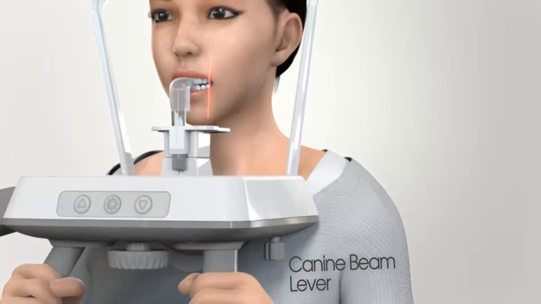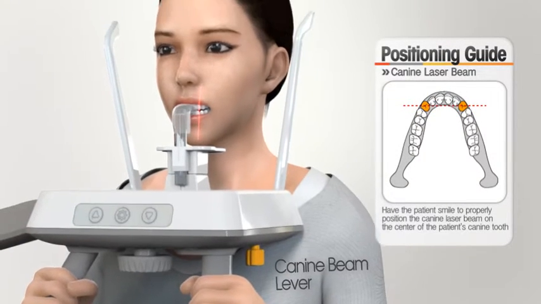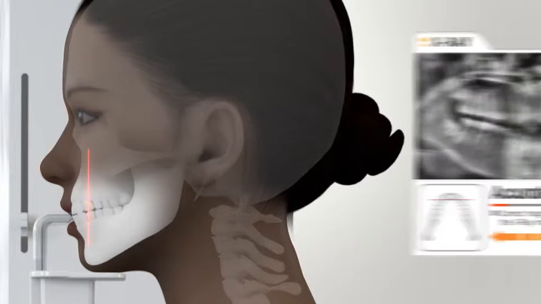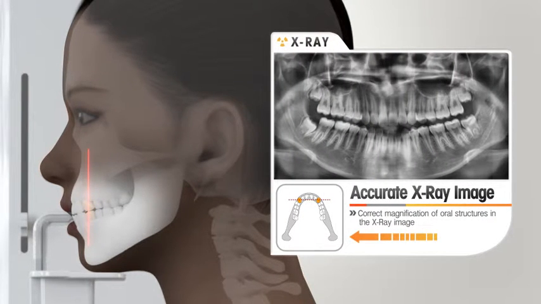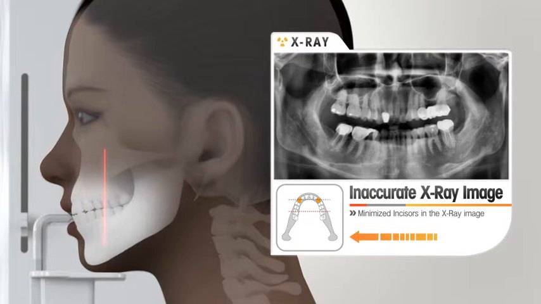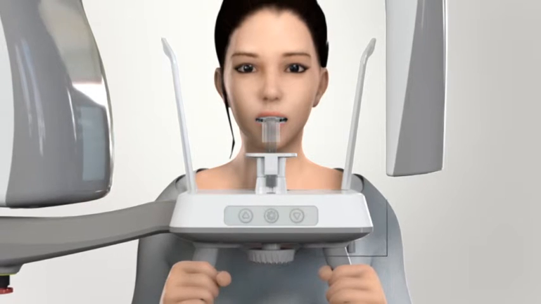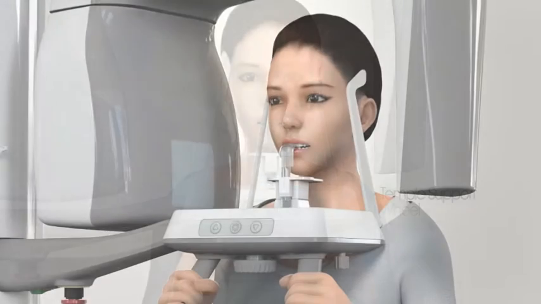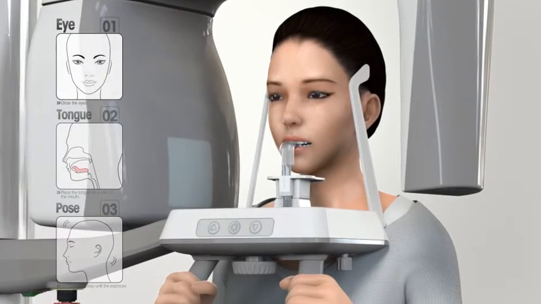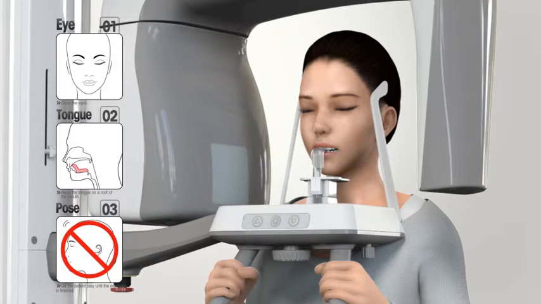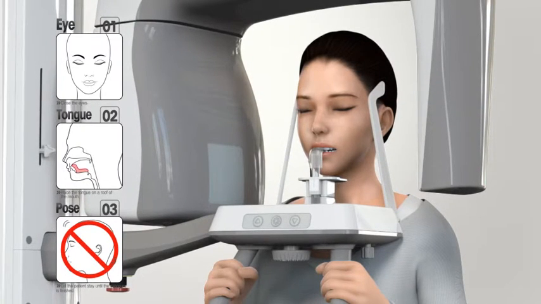Match the canine laser beam at the center of the patient's canine teeth, adjusting the canine beam lever. If the location of canine beam is off the patient's canine position, incisor image can be incorrectly magnified, which means reduced or enlarged incisor images are achieved by incorrect capture layer. When everything is ready, rotate the temple support wheel to tighten the temple support to stabilize the patient. During image capturing, ask the patient to close the eyes and place the tongue to the hard palate. Also, instruct the patient not to move until the image capturing is completed.